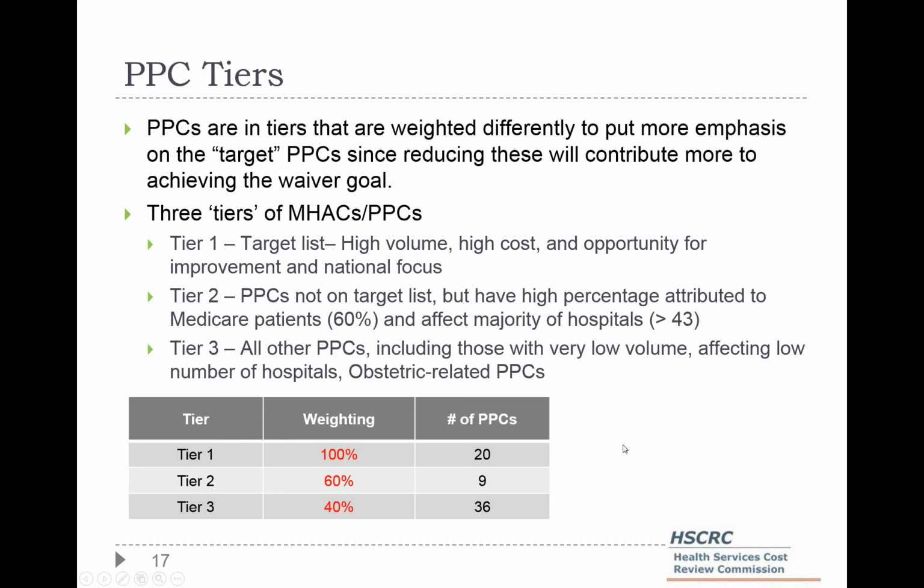So for each tier, they are weighted differently. Tier 1 is weighted at 100%, Tier 2 is weighted at 60%, and Tier 3 is weighted at 40%. There are 20 PPCs in Tier 1, 9 in Tier 2, and 36 in Tier 3. Again, these tiers and which PPCs appear in each tier was decided in conjunction with stakeholders, and the list of these PPCs and which tier they fall into are available in the appendix of the approved commissioner recommendations.